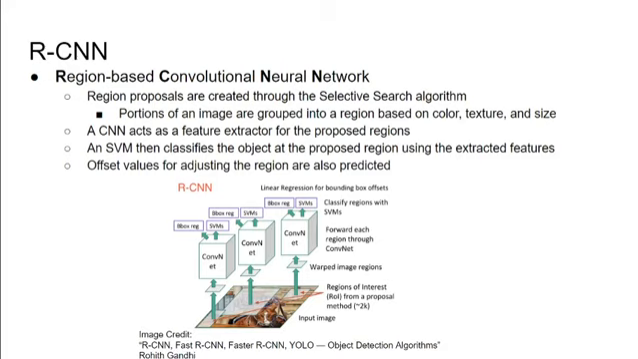Once regions are proposed, a CNN acts as a feature extractor for a proposed region, and then an SVM classifies a region's feature map as to what object it most likely is, as well as outputting offset values for adjusting the bounding boxes around a region or object. And below is a diagram.